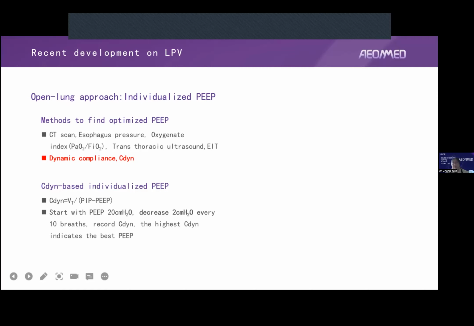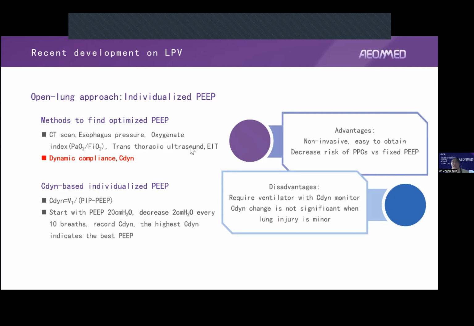That's a match. And it is also easier to obtain, and of course, it can decrease the risk of PPCs compared with a fixed PEEP. But it also has disadvantages, because it requires the ventilators to have a dynamic compliance monitor. And of course, if the lung injury is minor, the change may not be that significant. And it might be difficult to determine the best PEEP for the patient.